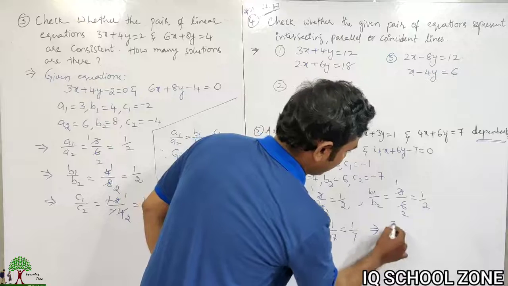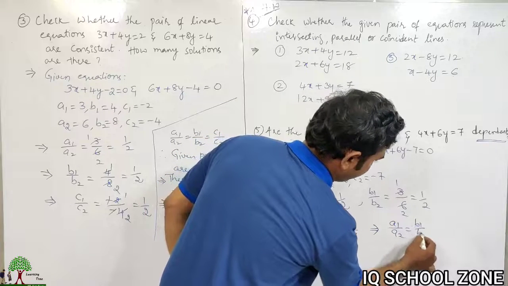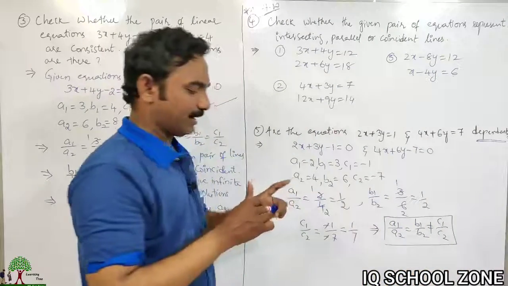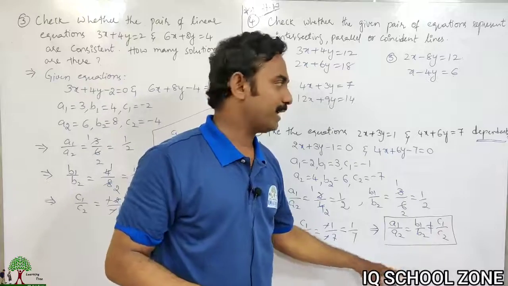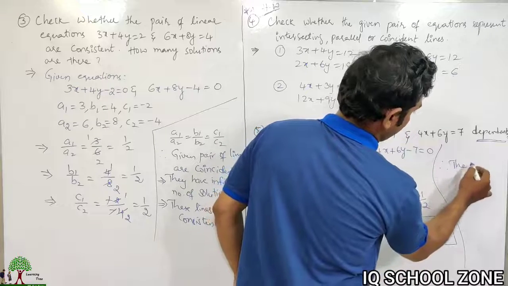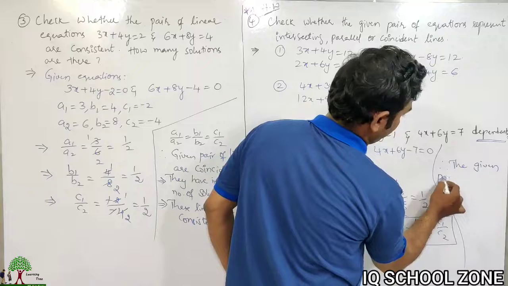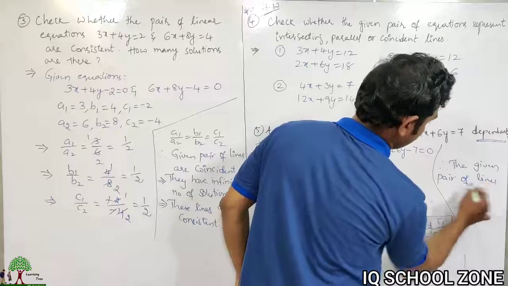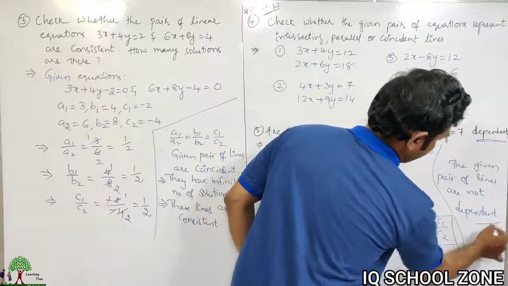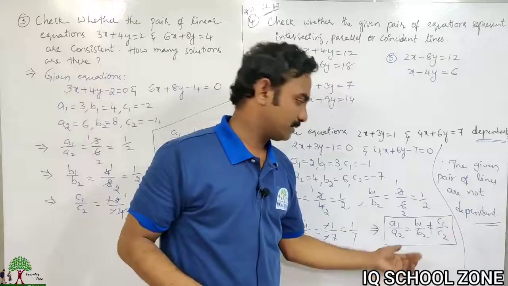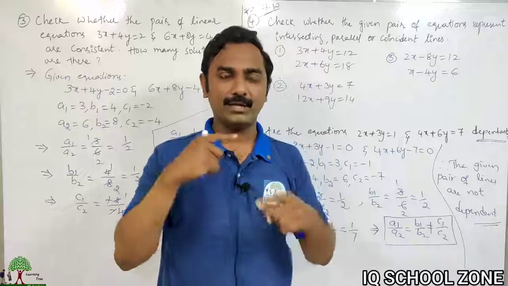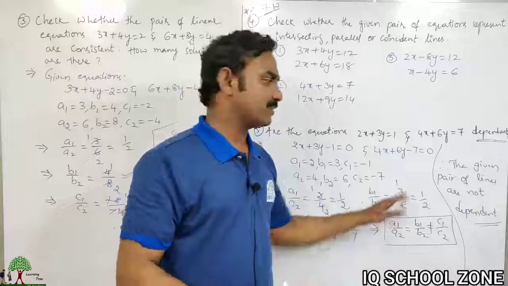So from this we can say that a1 by a2 is equal to b1 by b2 but not equal to c1 by c2. Then these lines are called parallel lines. Parallel lines are not dependent lines. Therefore, the given pair of lines are not dependent. So you can say that these are parallel lines, these are not dependent lines. These are not dependent means not one on the other. Only coincident lines are called dependent lines. So these are not dependent lines.